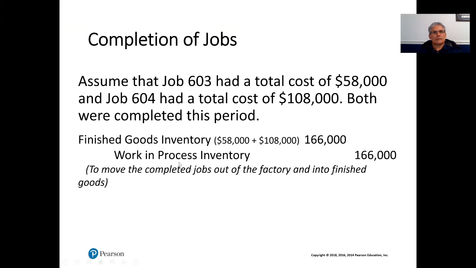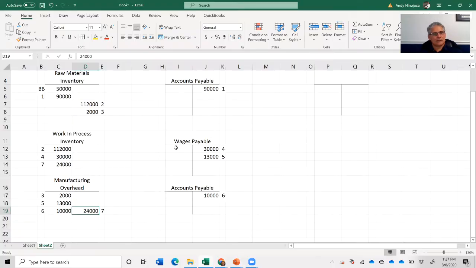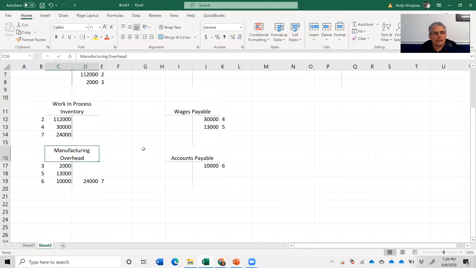Let's assume that job 603 had a total cost of $58,000, and job 604 had a cost of $108,000, so both were completed. So we're going to take those two jobs and add them up. We come up with $166,000 of total cost. We're going to put that into another inventory account called finished goods, and when they're finished goods, we can take those costs out of work in process. So let's do that. Let's create another account called finished goods. This is an inventory account as well.